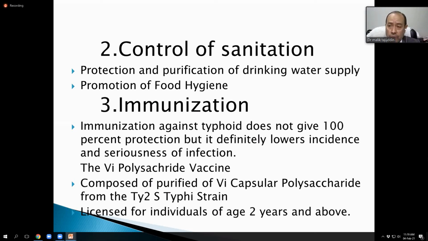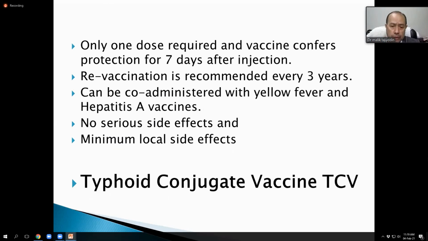It is present in the injectable form, and it is also present in the capsular form with the name Vivotif. These days it is not available, it is hard to find, but the injectable form is available. Only one dose of Vi polysaccharide vaccine is required, and this provides protection 7 days after the injection. A booster dose is recommended every 3 years, and it can be co-administered with many other vaccines. There is no problem of co-administration with hepatitis A or yellow fever or any other vaccine. No serious side effects, minimum local side effects.